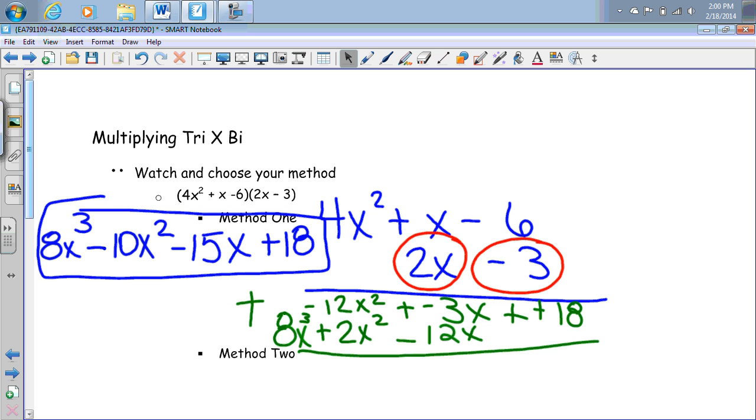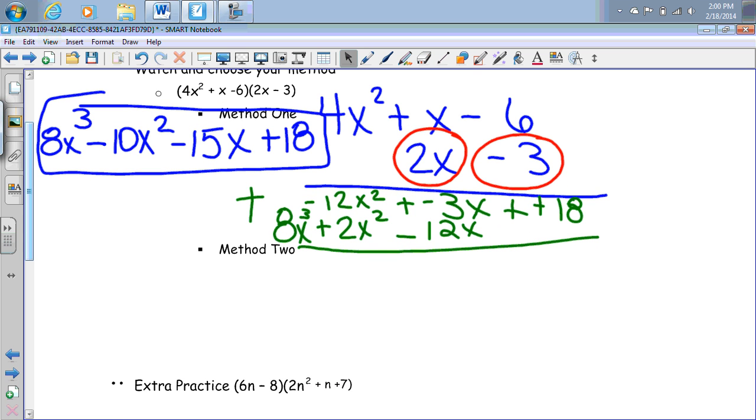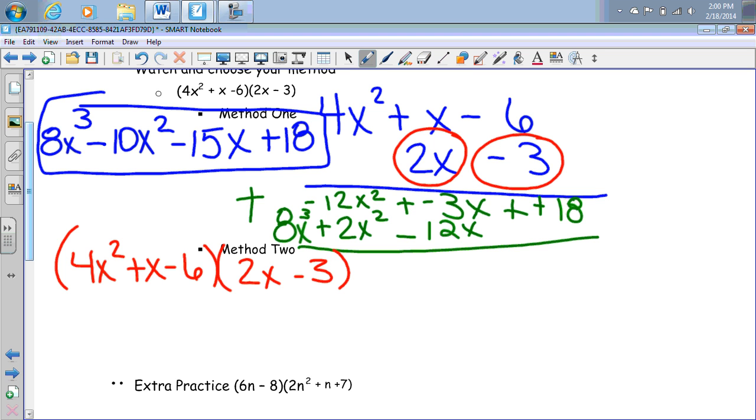Okay? So now let me show you what that would mean horizontally. This is the method I prefer. So I have 4x squared plus x minus 6 times 2x minus 3. So I just go through and I distribute each time. I take 2x times everything, which is just what we did here, but I'm writing everything horizontally. So 2x times 4x squared is 8x cubed, plus 2x times x is 2x squared, minus 2x times 6 is 12x.